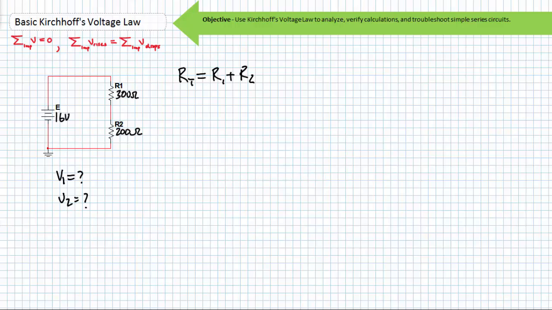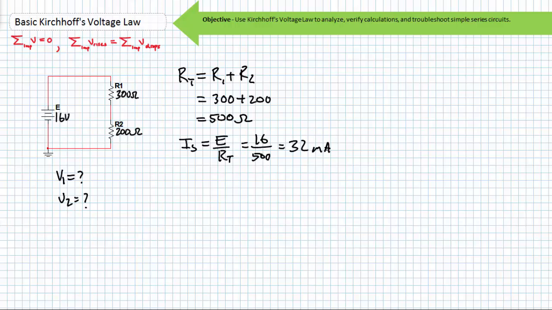The total resistance seen by this source is RT equals R1 plus R2. 300 ohms plus 200 ohms yields a total resistance of 500 ohms. The source current produced is equal to the source voltage divided by total resistance. 16 volts divided by 500 ohms yields a current of 32 milliamperes. This is the first time we used Ohm's law.